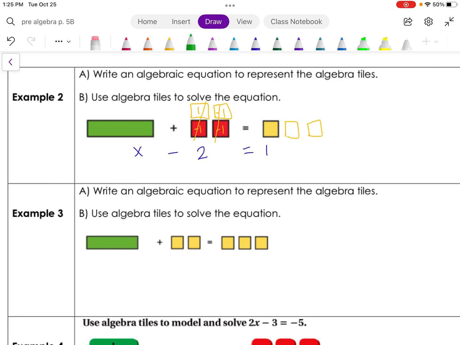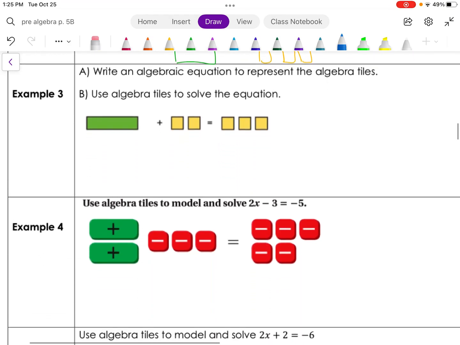So now what are we left with? We're left with 1x is equal to 3 ones. Well, if 1x is equal to 3 ones, there's our answer. For the equation x minus 2 equals 1, x would need to be 3 in order for that to be true.